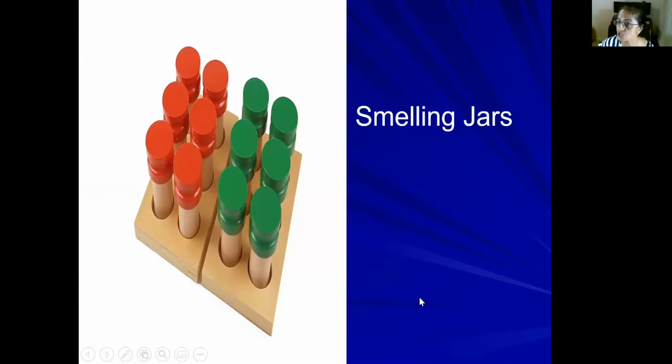This is a smelling jars. It's similar to the sound, but it's just a smell. They would have to match the smelling jars with the red and the green jars.